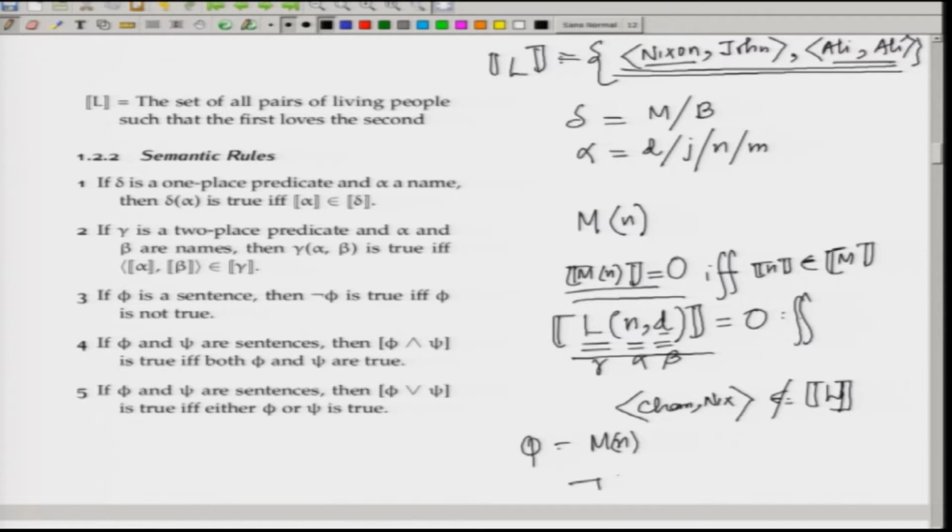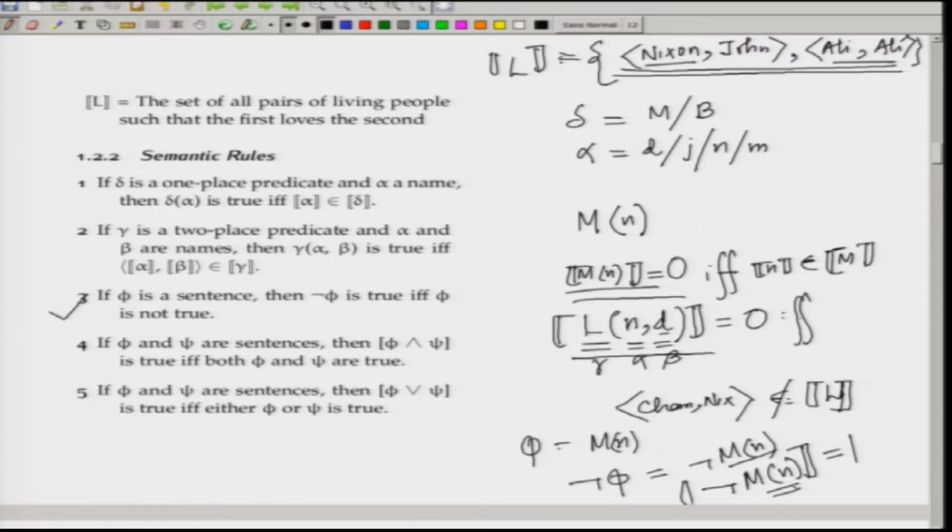then neg phi will be the sentence neg M N, and rule 3 says that if phi is a sentence, then neg phi is true if phi is not true. We know that the truth value of M N is 0. So, the truth value of this sentence is actually 1, since the truth value of M N is 0.